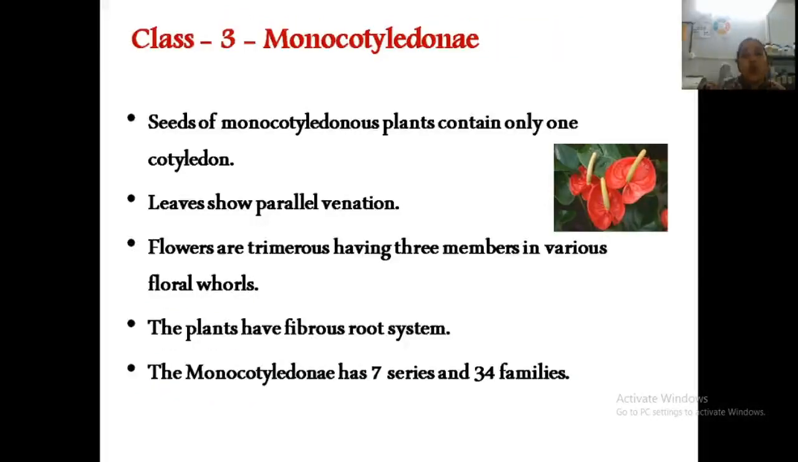Now, Monocotyledones, class 3. So Dicotyledones over, Gymnospermae over. Now Monocotyledones. What is the condition? Only one cotyledon, then parallel venation. What about Dicotyledones? 2 cotyledons and reticulate venation. Here it is 1 cotyledon and parallel venation. Flowers are in trimerous condition. Trimerous means 2 groups, 3 plus 3. Outer 3, inner 3, not petals or sepals but perianth. Okay. Then fibrous root system. In dicot it is a tap root system. Then 7 series and 34 families.